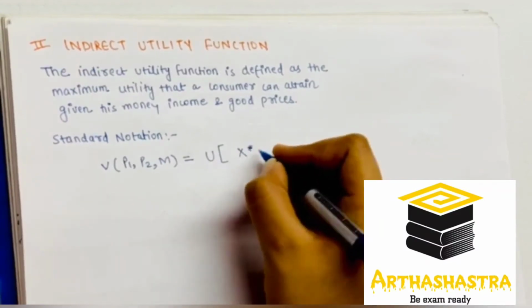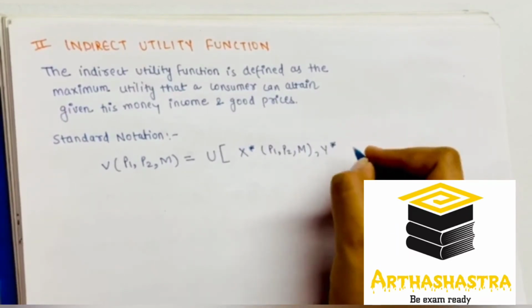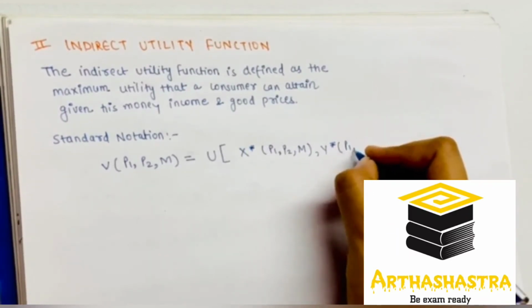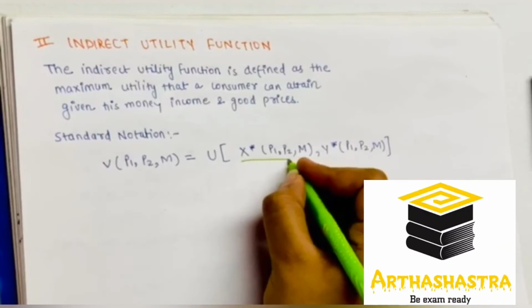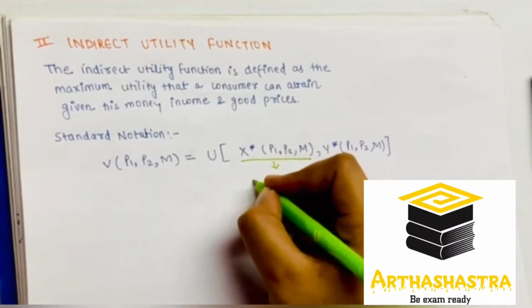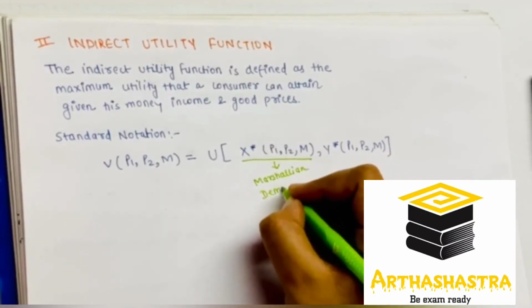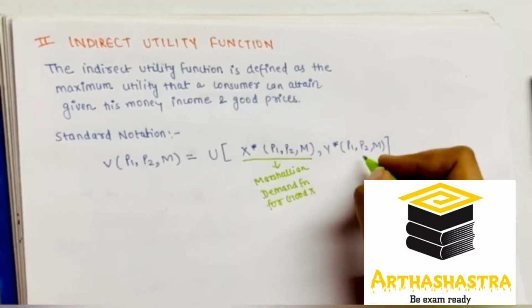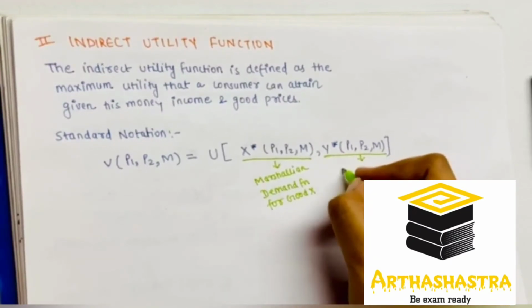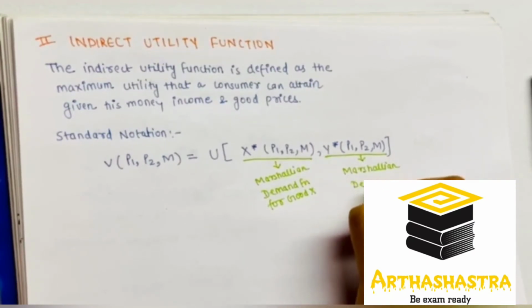So X star (P1, P2, M), comma, Y star (P1, P2, M). What is this? This is the Marshallian demand function for good X. And what is this? This is the Marshallian demand function for good Y.